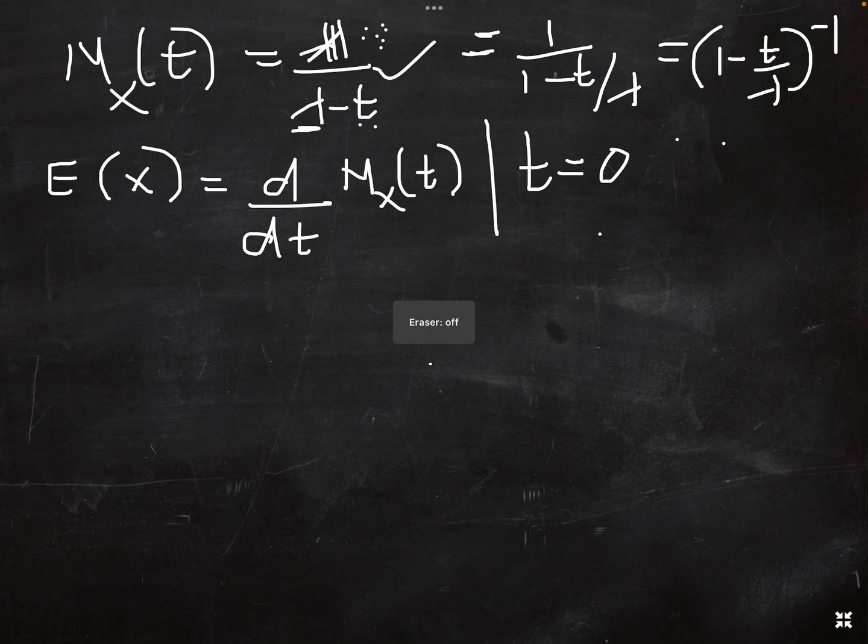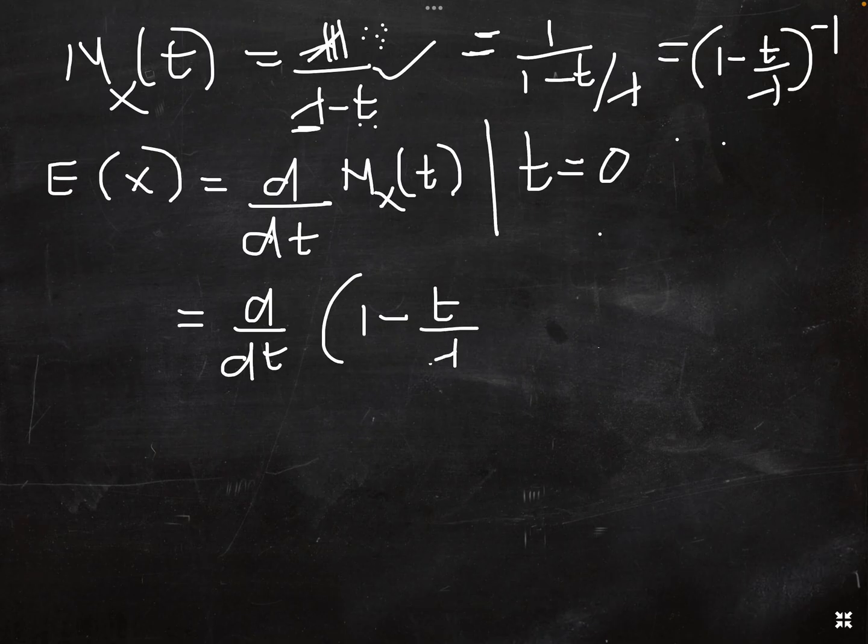By using the MGF we can find the mean. Okay, so expectation of X is equal to d by dt of M X of t. M X of t is 1 minus t by lambda the whole inverse. Put t is equal to 0. Okay, we take the derivative with respect to t.